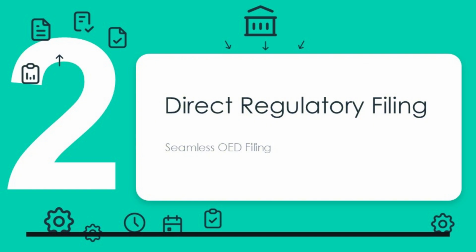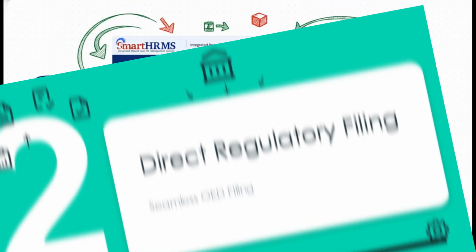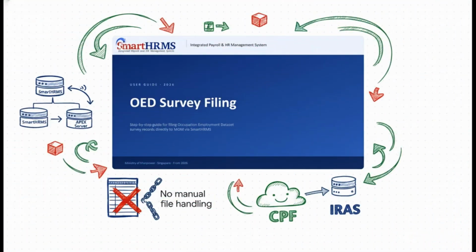Moving on to section 2, direct regulatory compliance and seamless filing. Now, keeping your internal records straight is only half the battle, isn't it? The other half is reporting them accurately to the regulators.